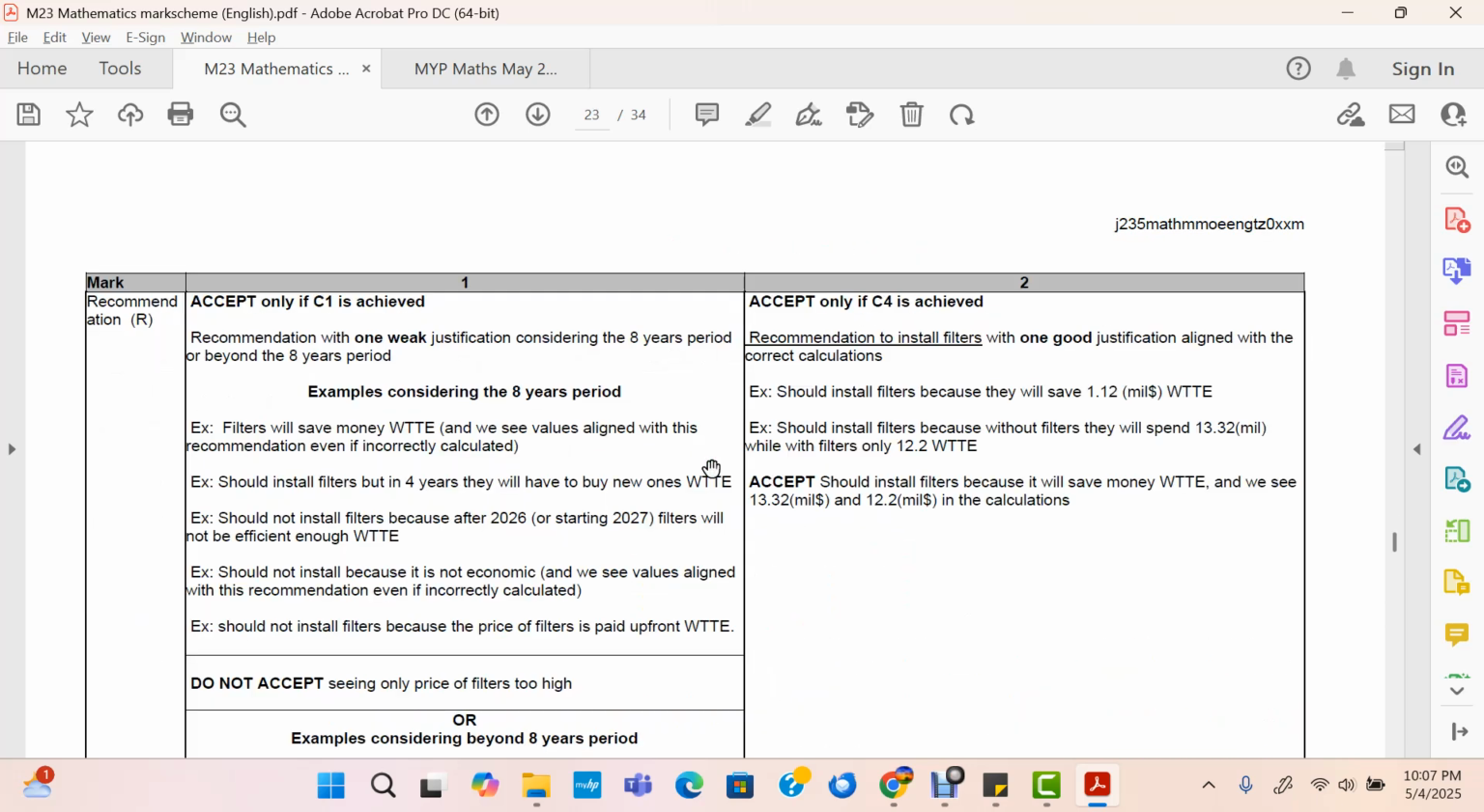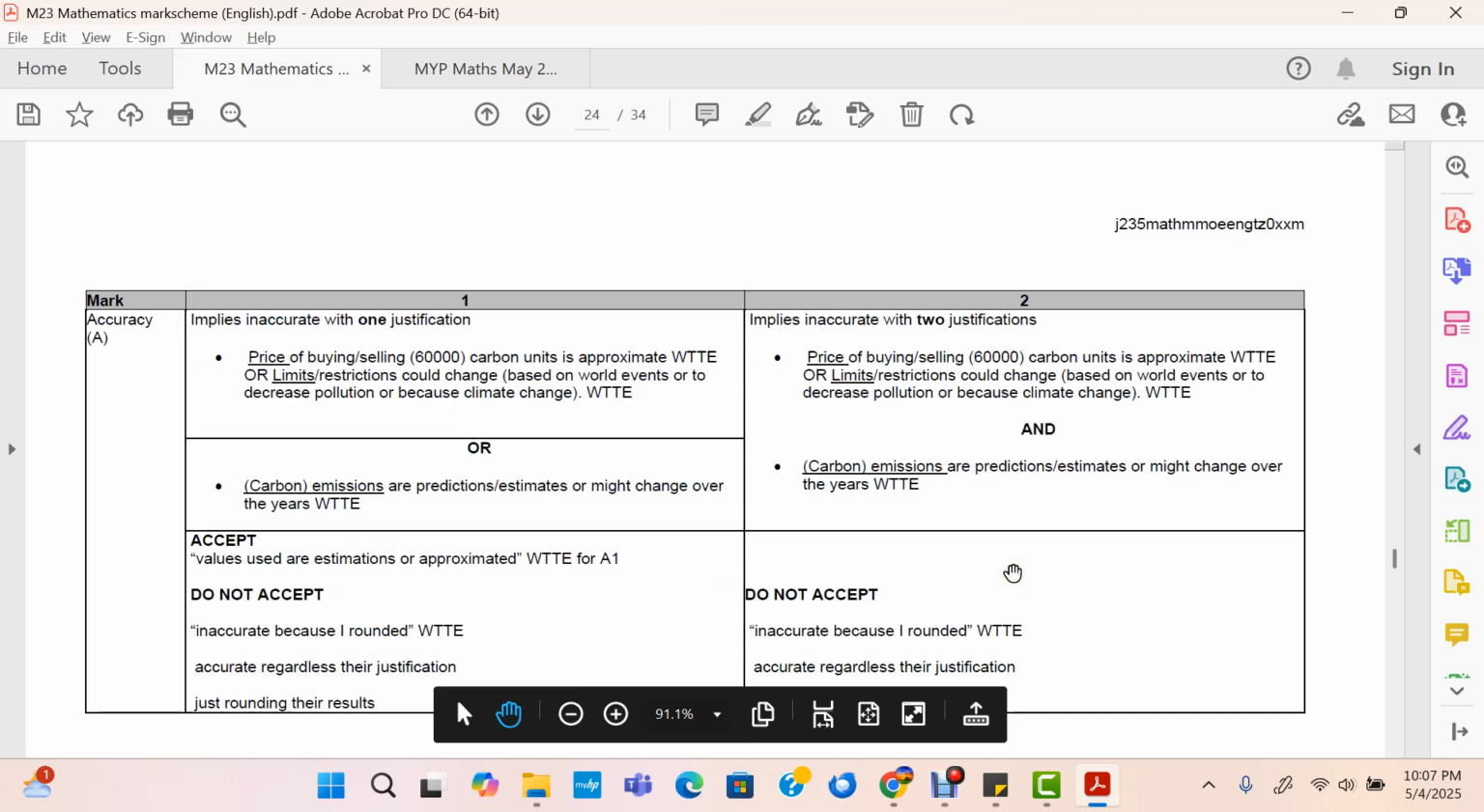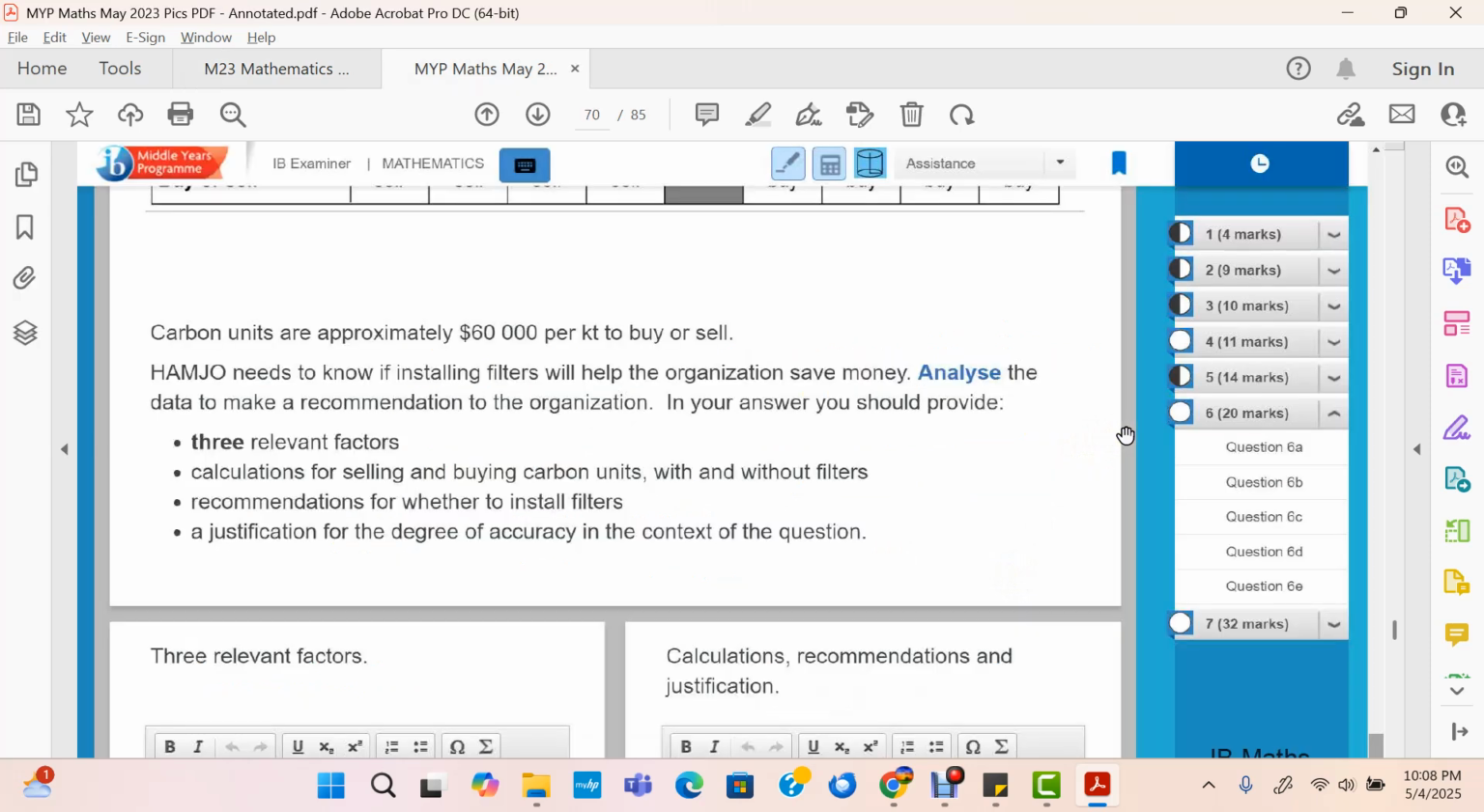Okay, recommendation, you will install filters because you will save this much amount. You need to mention that. Okay, do not say not install filters, that's a weak reason. Okay, they're all listed in weak reasons, don't do that. And the last bullet point is going to be accuracy. Again, not accurate. How do I know that? You see this word approximately?